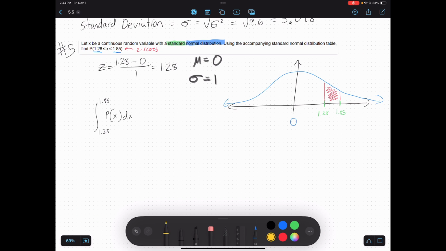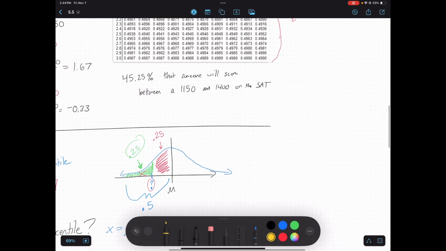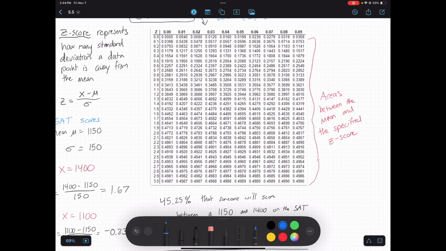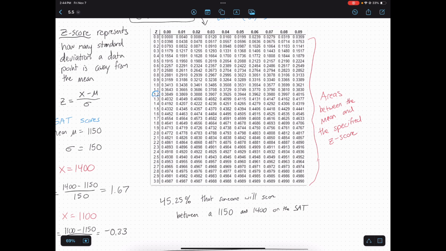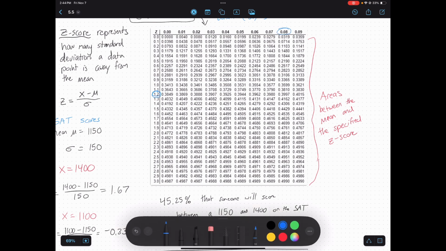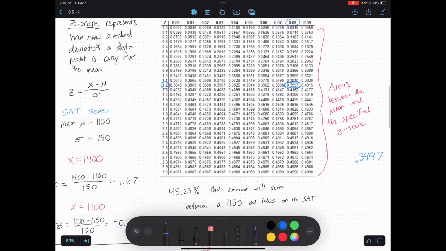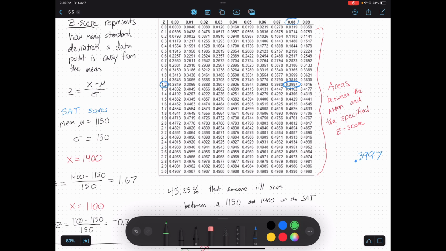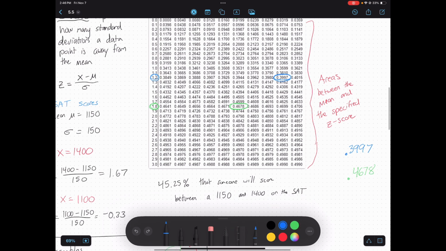Well, let's go up to the table and find my corresponding areas for these 2 z-scores. The first one was 1.28, so I'll go down, find my 1.2, and then find my hundredths place of 0.08, and then find my corresponding area. So that gives me an area of 0.3997 for that z-score. Well, I also need to do this for the z-score of 1.85. So I'll come over here to 1.8, get my hundredths place of 0.05, and that gives me this area, 0.4678. So now I have 2 areas for these 2 different z-scores.